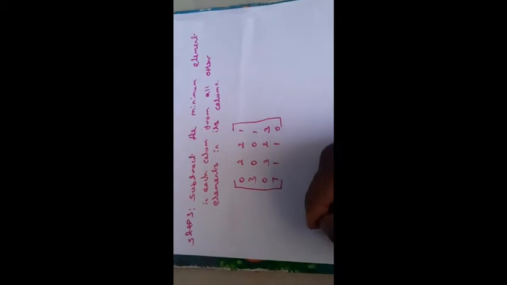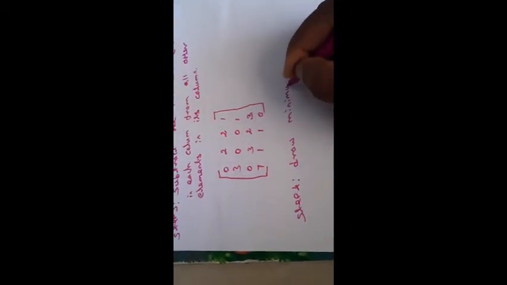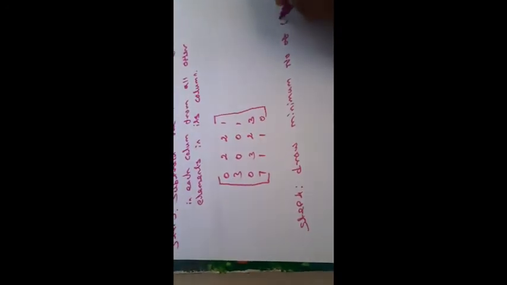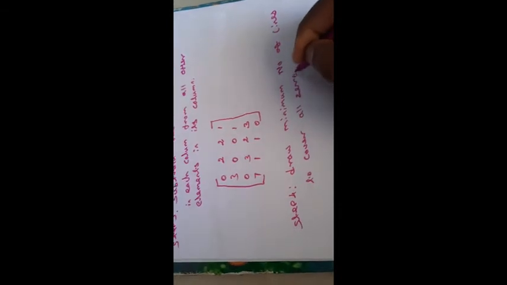So next, step 4: draw the minimum number of lines to cover all zeros. We draw the minimum number of lines to cover all the zeros.